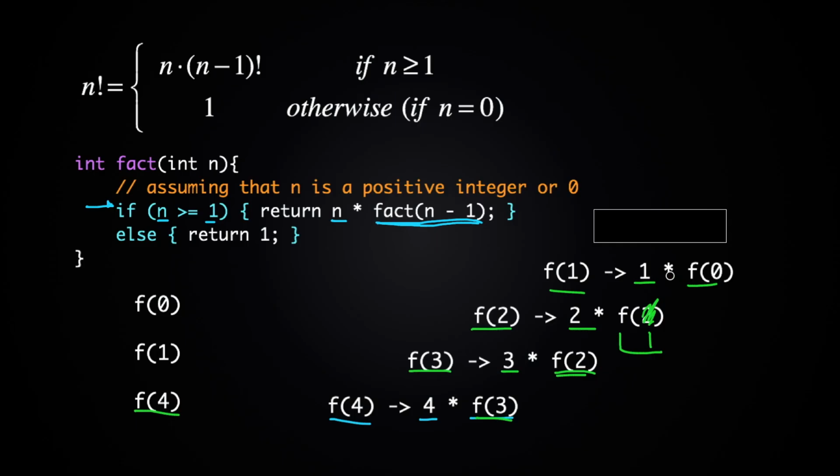And then as soon as we call f of 0, we go to this line like we saw earlier. So we'll just return 1 from that. Once we return 1 from f of 0, we'll go back to this call, f of 1, and then we'll say, okay, we wanted to return 1 times f of 0, and we now know the value of f of 0, which is 1, so we'll return 1 times 1, which is 1, from this function.